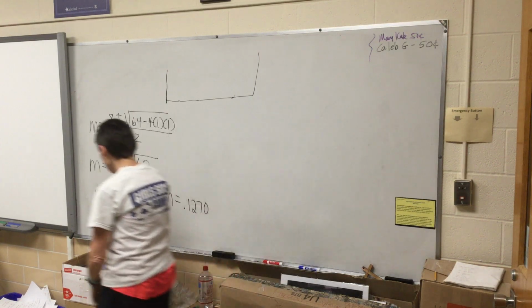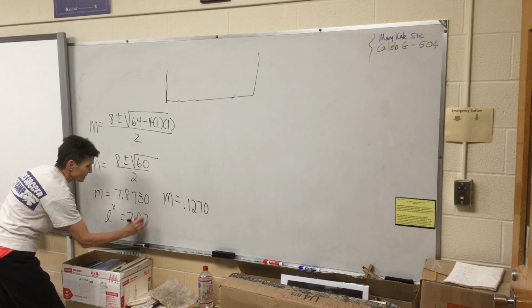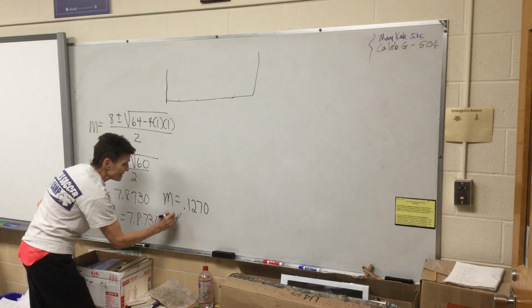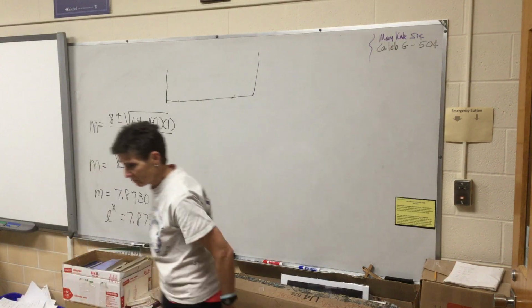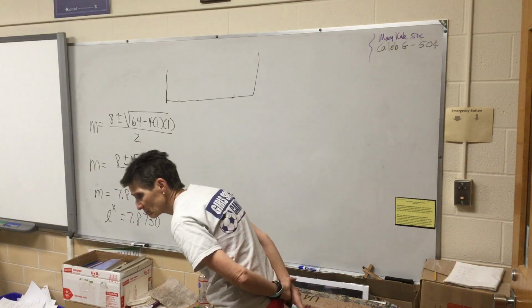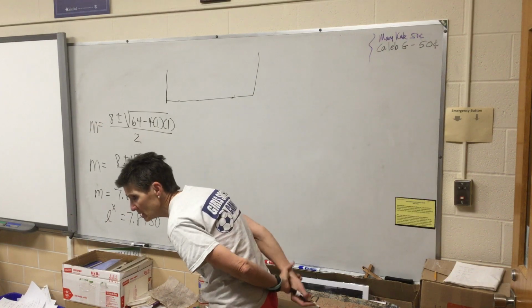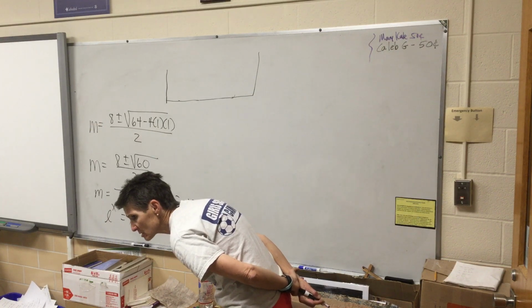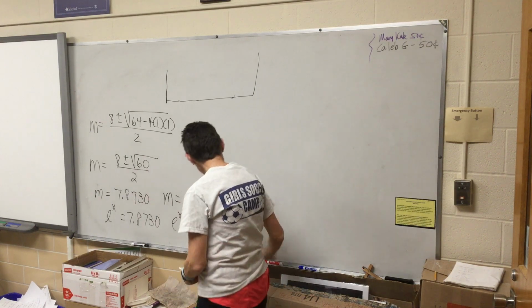So this really says e to the x equals 7.8730 and e to the x equals 0.1270. Would you agree with that? How do I solve those? Those are e's now. So what do you think? You take the ln. Absolutely. We're going to ln both sides.